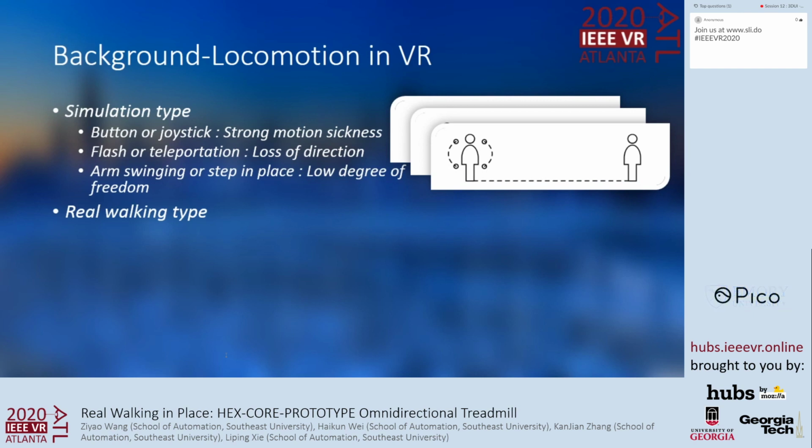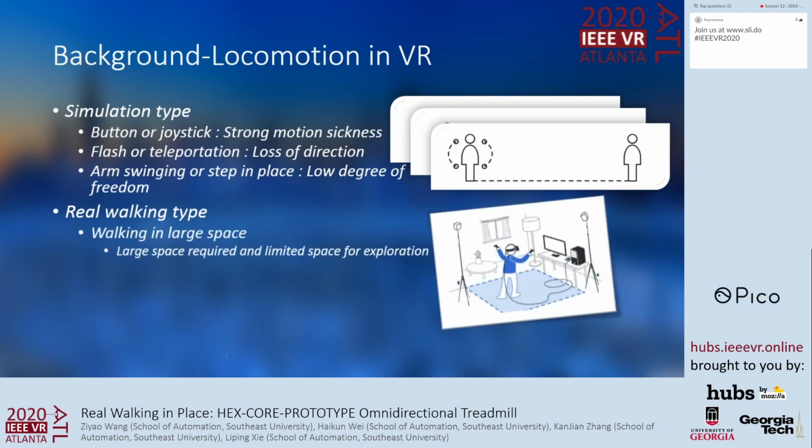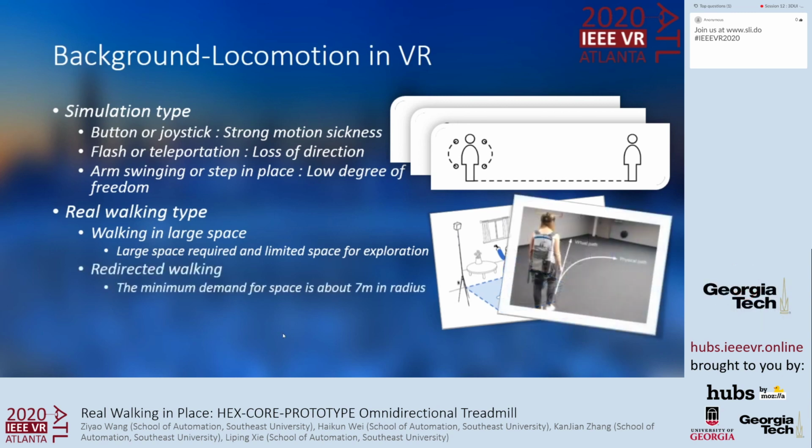For the real walking type, the first and also the most popular way is walking in large space. This method needs a large space and could only provide a limited space for exploration. Actually, you could only move in a fixed space. The second is redirected walking.